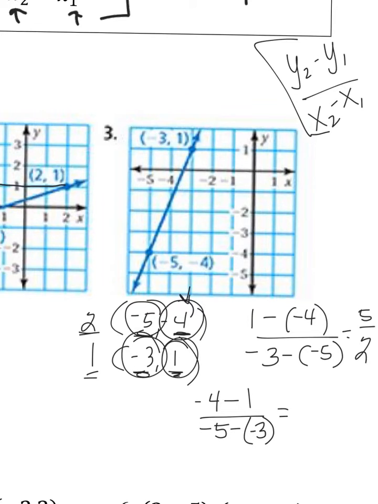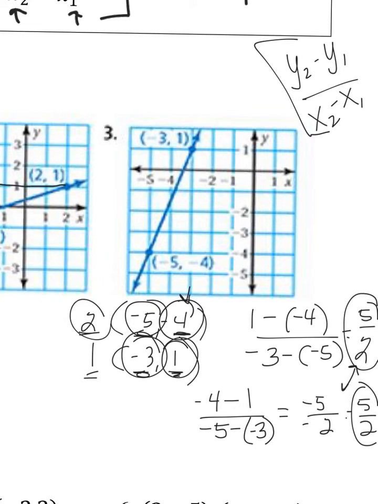Negative 4 minus 1 is negative 5. Negative 5 minus negative 3 is negative 2. They appear to be different. However, negative over negative gives you a positive 5 over 2. So it doesn't matter which one you call y sub 1 and y sub 2.